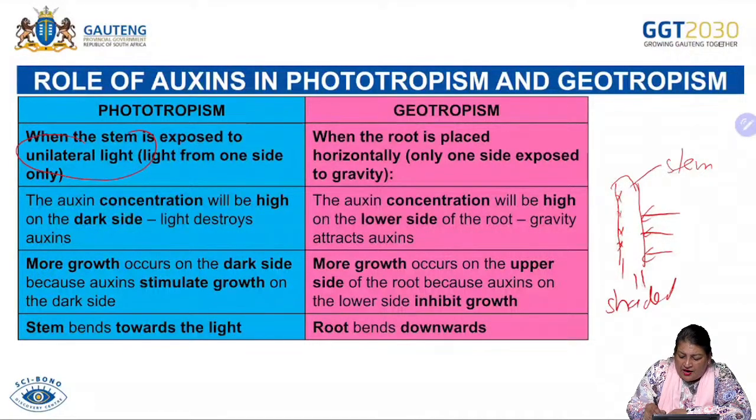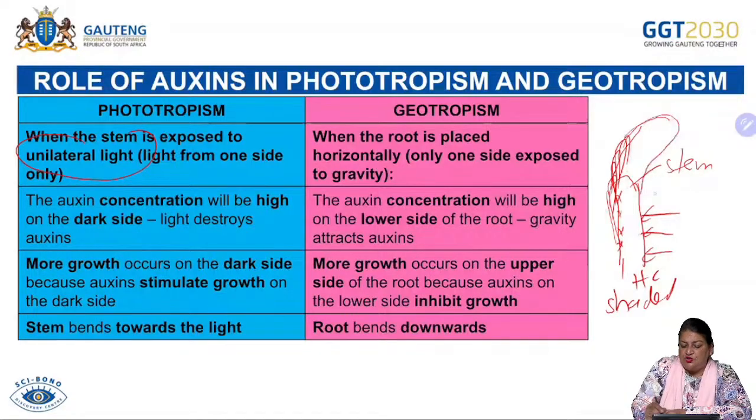See? A high concentration of auxins on the shaded side of the stem will cause rapid growth, rapid cell division, rapid cell elongation, and the stem on the shaded side will grow faster and elongate faster compared to the side where there's light, and then the stem is going to bend towards light. That is called positive phototropism, or that's showing you phototropism.